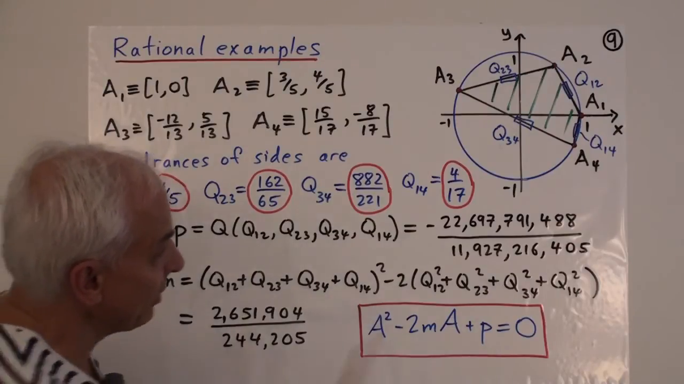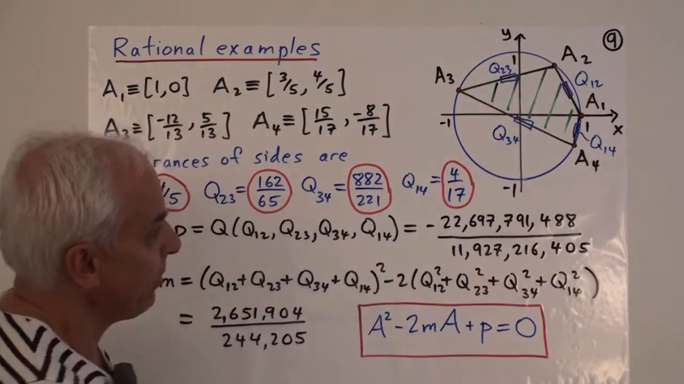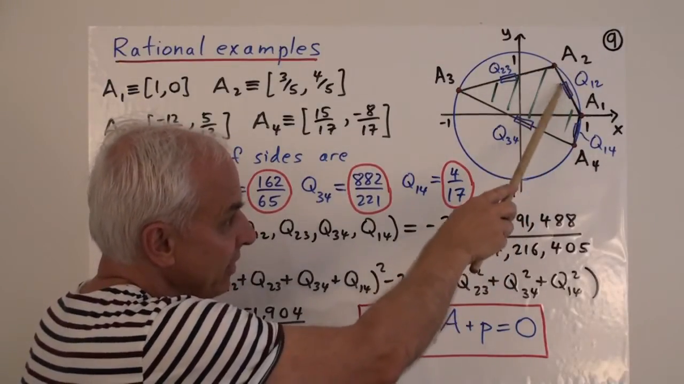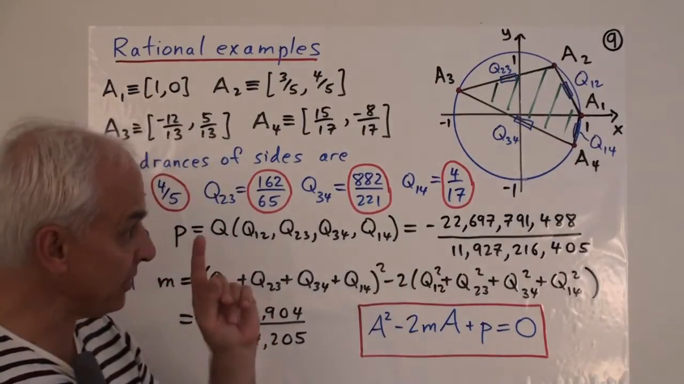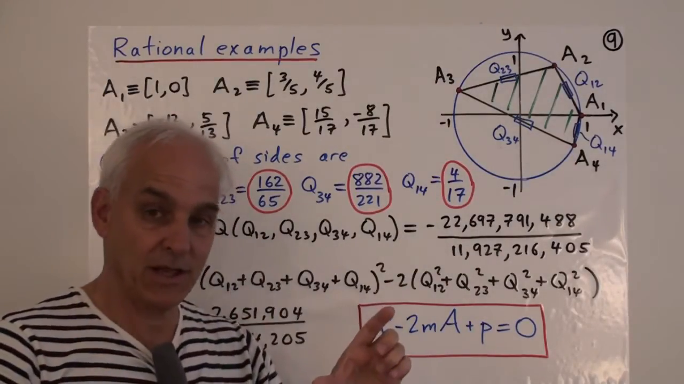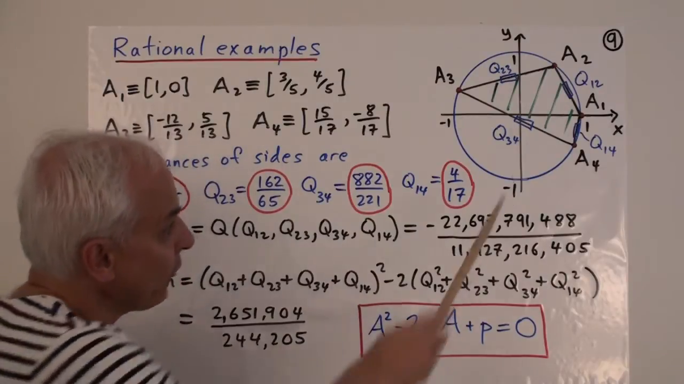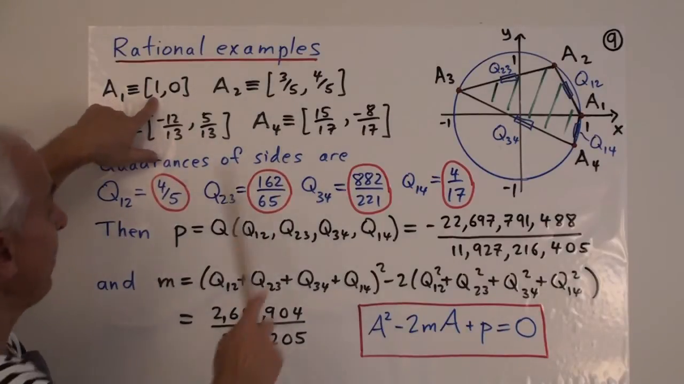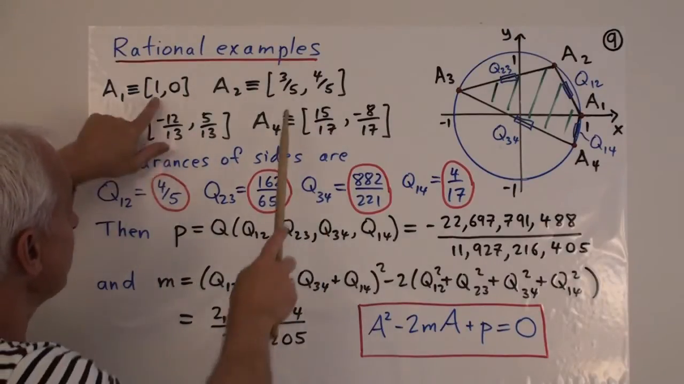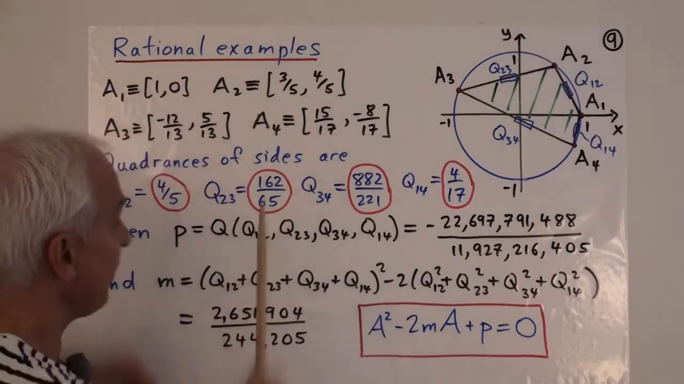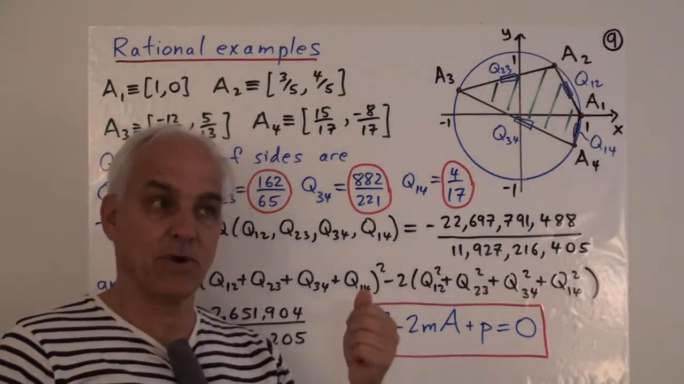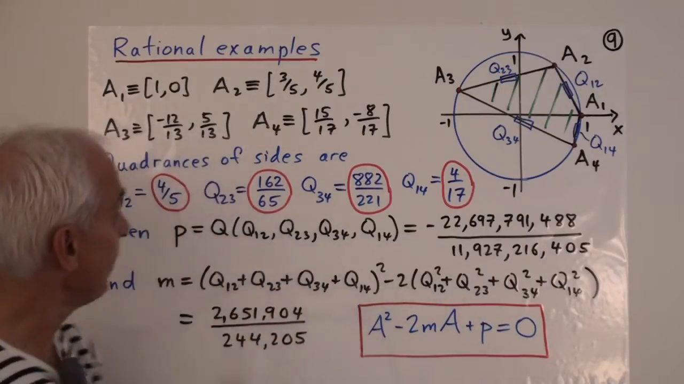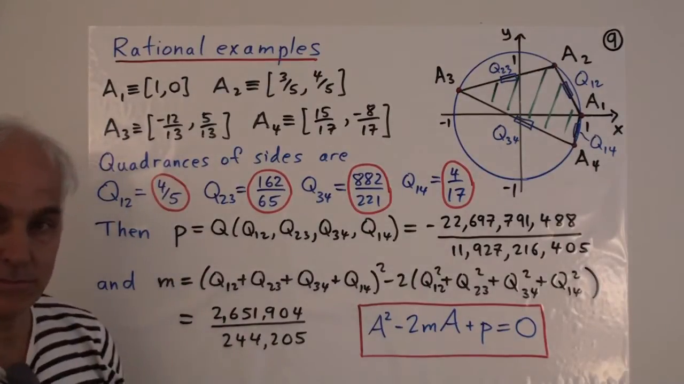Okay, what's the next ingredient? Well, here's our quadrilateral. And we want now to calculate the quadrances. Note that I'm denoting the quadrances here with a little rectangle along the sides, alerting us to the fact that we're working with quadrances and not distances. So Q12, how do we calculate that? Well, we just take the difference between the x-coordinates and square it, the difference in the y-coordinates and square it. So that'll be 2/5 all squared and 4/5 all squared. 2 squared is 4, 4 squared is 16. You add them together, you get 20 over 25, which is 4/5.